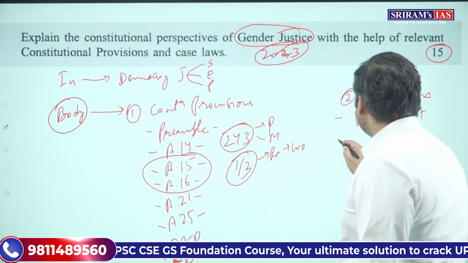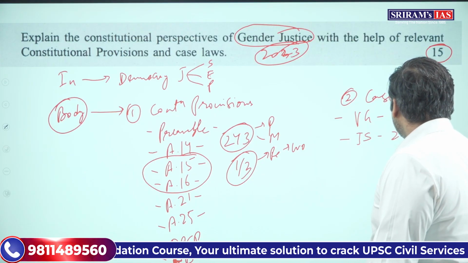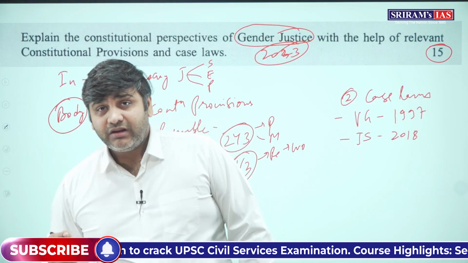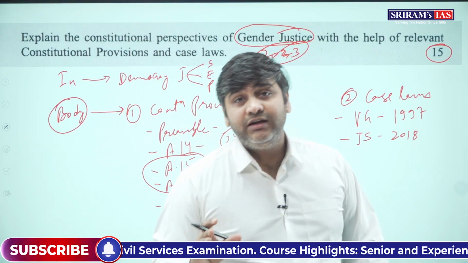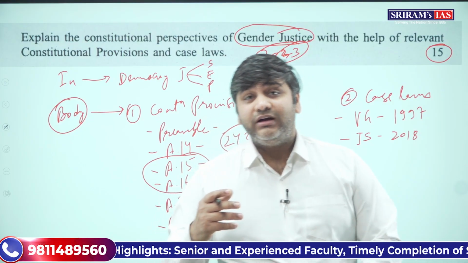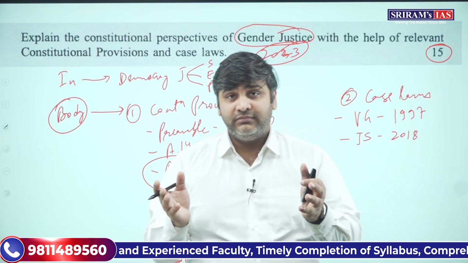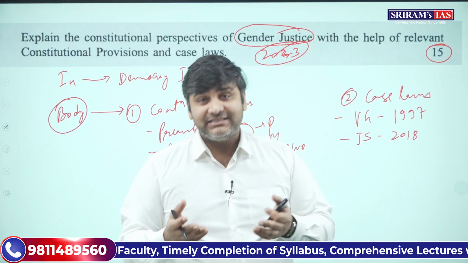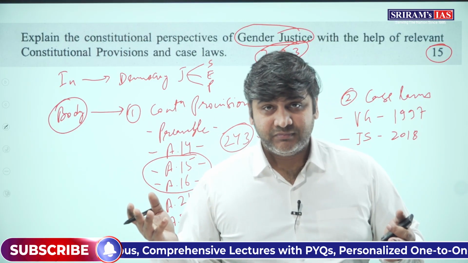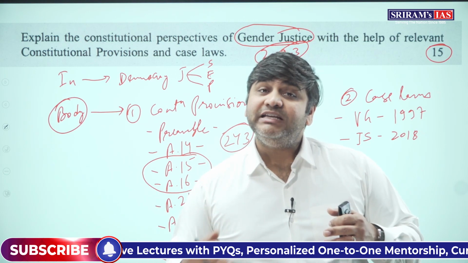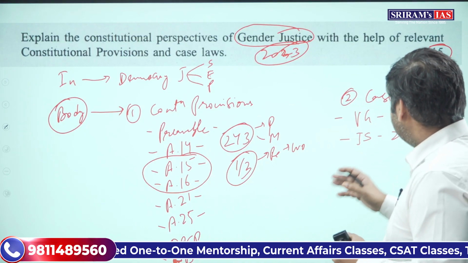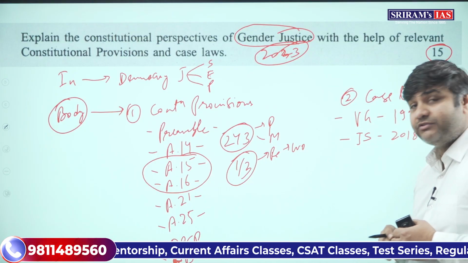Along with it, you have the Joseph Shine case of 2018. In this Joseph Shine case, adultery was decriminalized. Man and woman were thought to be equals, were given equal status, and adultery in one way or the other was decriminalized. So it is about restoring the dignity of a woman all over again. That was done in the Joseph Shine case of 2018.